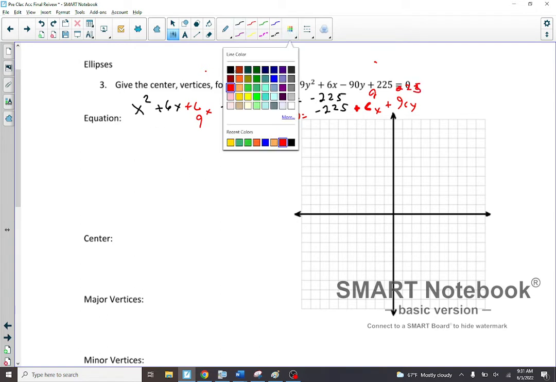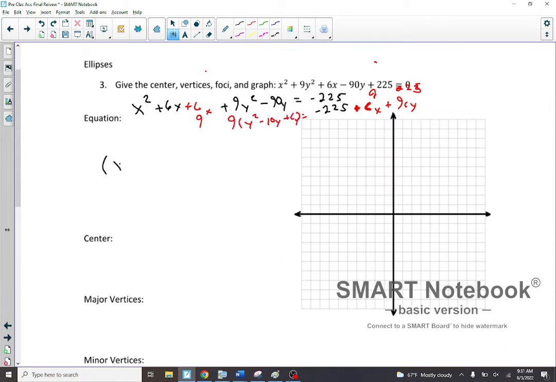So we're going to condense all this. So x plus 3 squared plus 9 y minus 5 squared equals 9. But the equation has to equal 1 on the right side, so divide everything by 9, I should say.